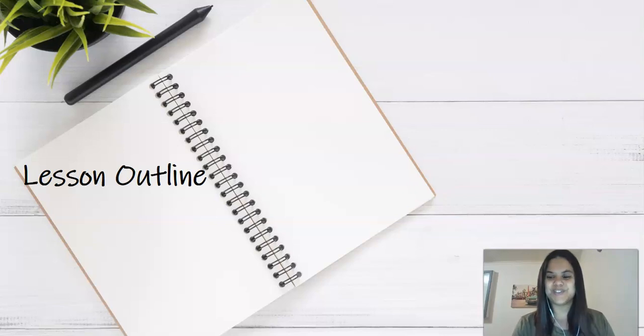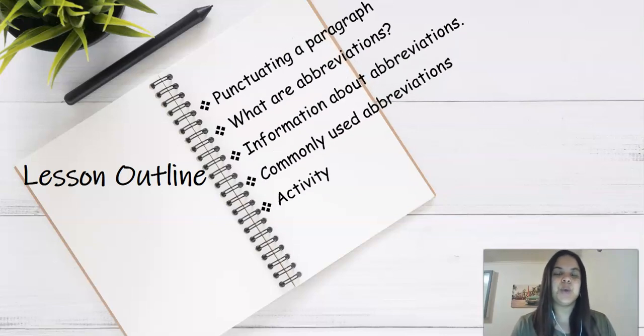So, the lesson outline for today: we're going to be punctuating a paragraph. Remember, grade 4, as I said, we're not always going to be doing the same thing all the time. We're going to be learning new skills, especially in the introduction of the lesson. Then we're going to be looking at what abbreviations are, and some information about them, because I don't know if you knew this, but there are some rules to abbreviations. Then we're going to be looking at commonly used abbreviations, and lastly, we're going to be doing an activity.